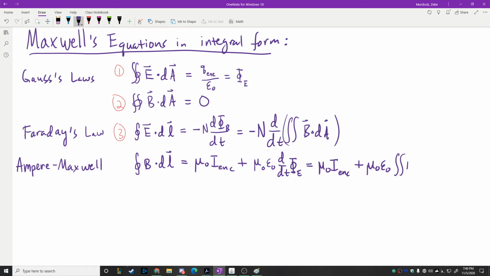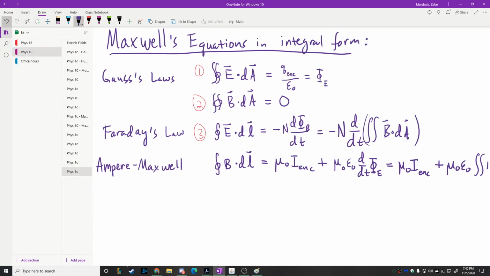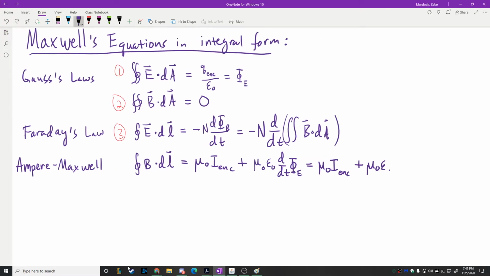So it should be just... Oh, no, I messed up. Did it again, but this time I'm just going to shift it over. I need a derivative in here.